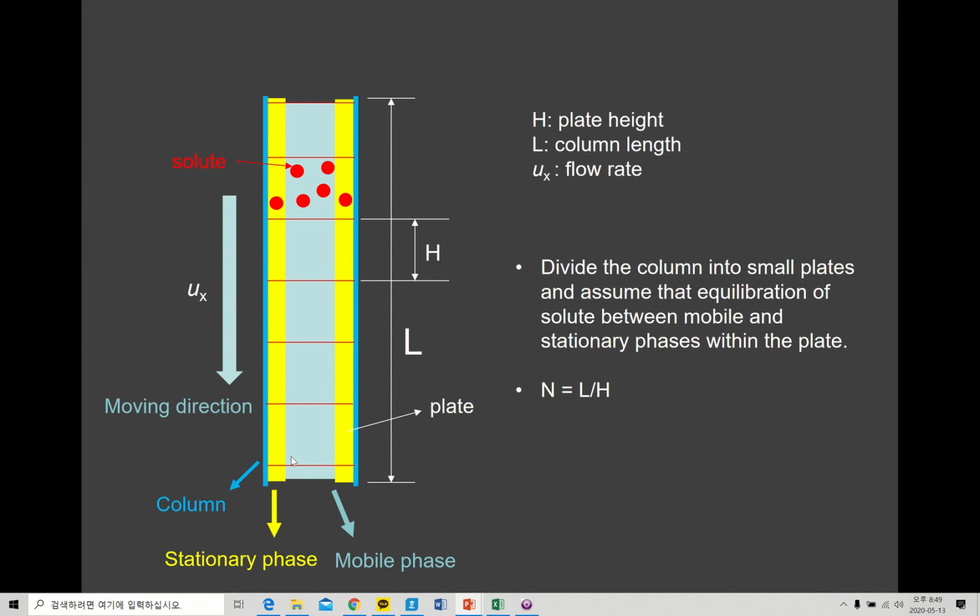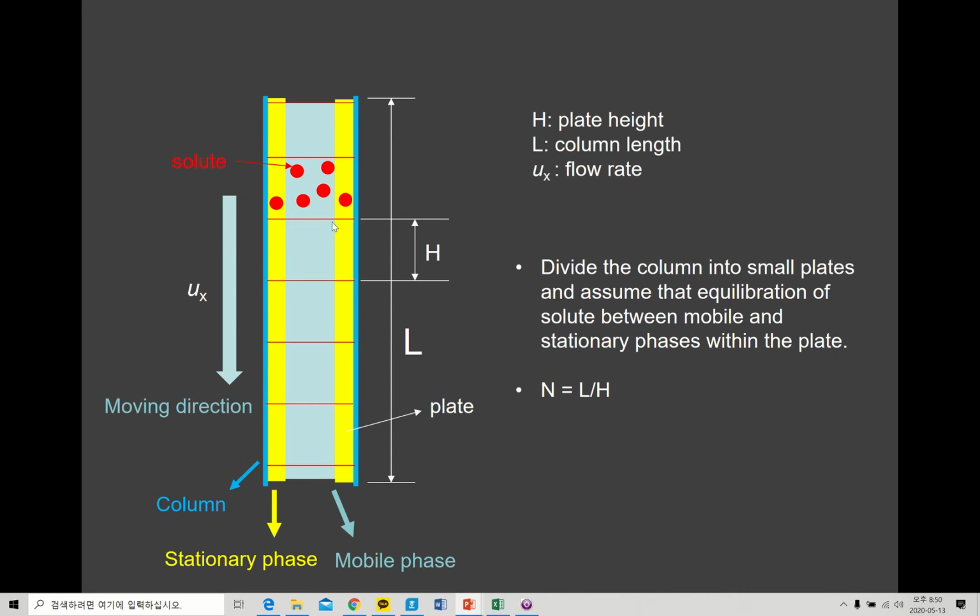Of course, you can fill this column compactly with stationary phase, but here I wanted to show the stationary phase and the mobile phase, the light blue color. Now the mobile phase carries this solute, red color, down this column, right? And there is equilibration of solutes between the stationary and mobile phases.